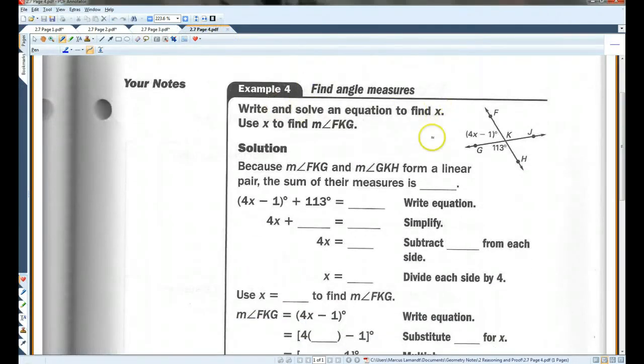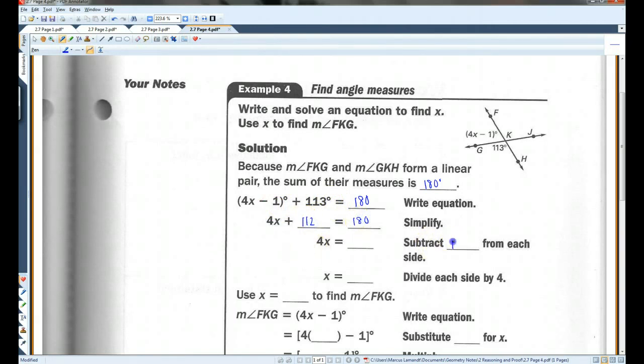Write and solve an equation to find x. Alright, use x to find the measure of angle FKG. Because the measure of angle FKG and the measure of angle GKH form a linear pair, the sum of their measures is 180 degrees. So, FKG, that's this angle, plus GKH, that's this angle, they're a linear pair. That means they're supplementary. They add up to 180. So I can take 4x minus 1 plus 113, and that has to equal 180. Alright, I'm going to combine like terms. Negative 1 plus 113, that's 112.